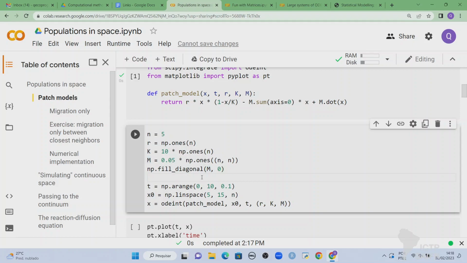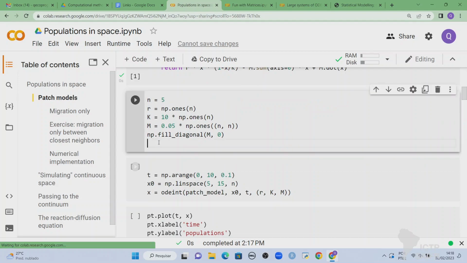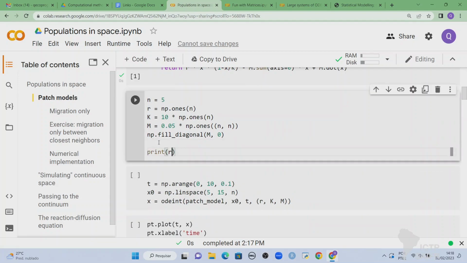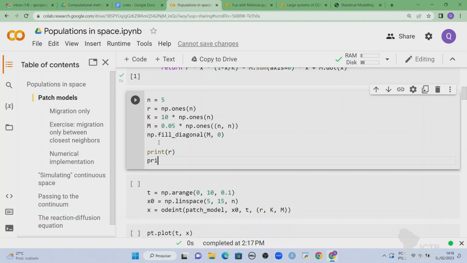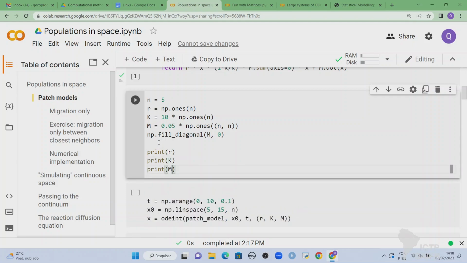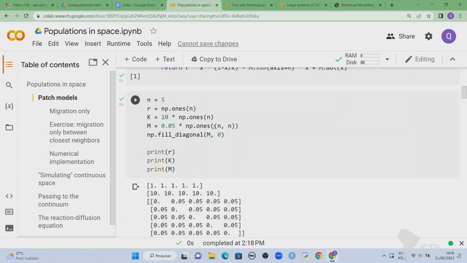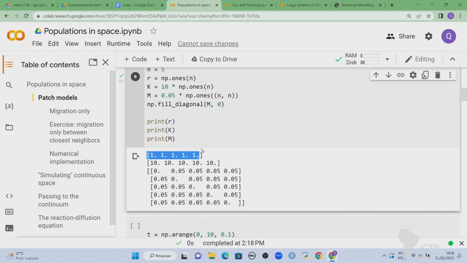Before I go further, let's run this and print this stuff here, just so we are sure that we're not doing anything wrong. So here is r, all ones. Here's K, the carrying capacities, they are all 10.